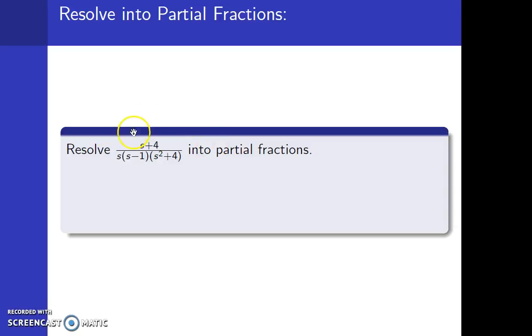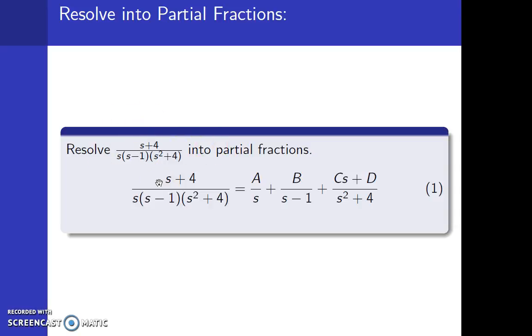We can resolve the following into partial fractions. What do we mean by that? s plus 4 divided by this denominator can be written as A over s plus B over s minus 1 plus Cs plus D over s square plus 4. Notice that when the denominators are quadratic, we write it as Cs plus D.